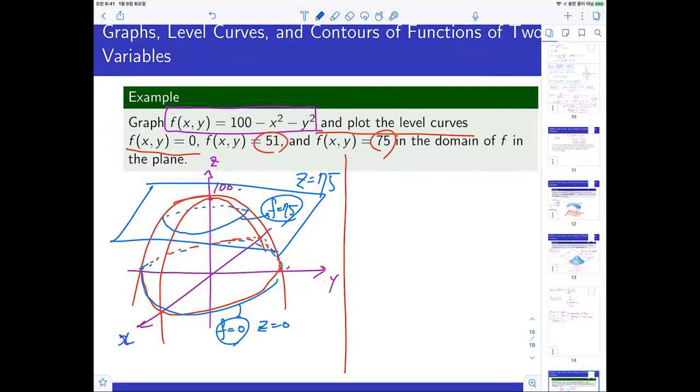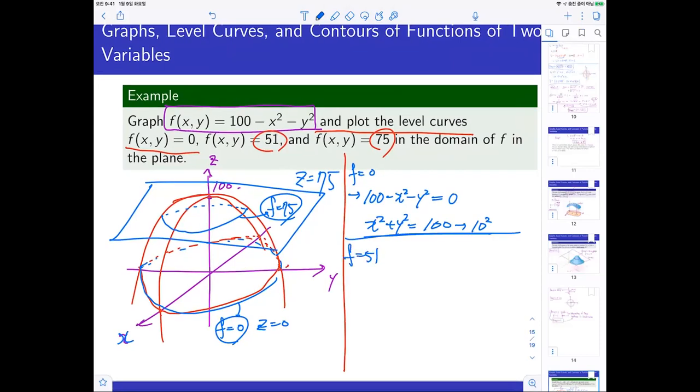And we can also solve it algebraically. If f is 0, we get 100 minus x² minus y² equals 0. So we get x² plus y² equals 100. That's the radius 10 circle. And if f is 51, similarly, we get x² plus y² is the square of 7. If f is 75, x² plus y² is the square of 5. So we get these three circles from the level curve formula.